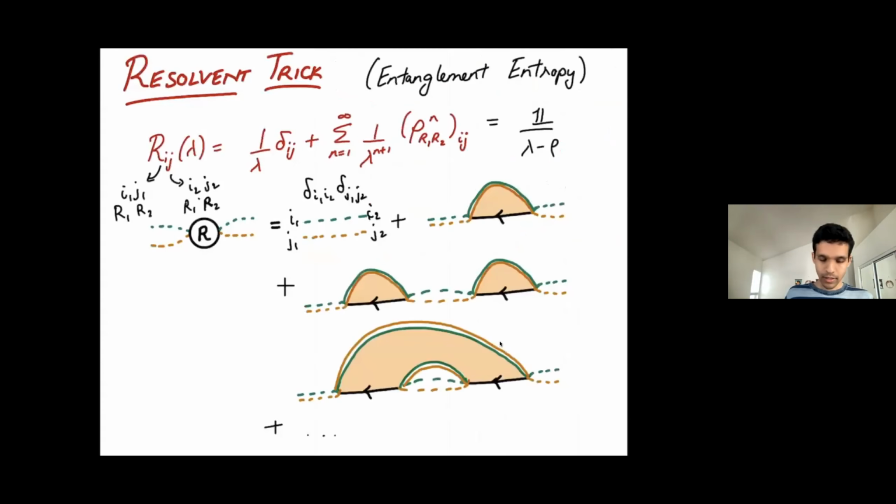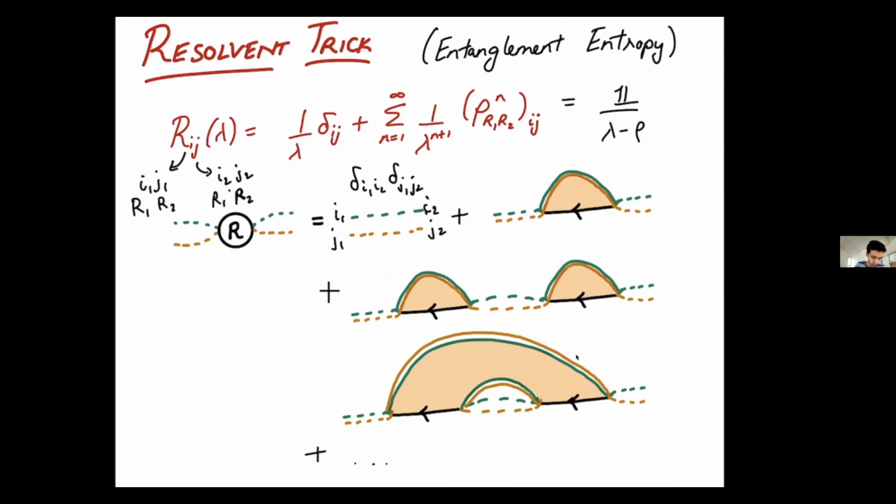So the way one does this is to consider the resolvent trick. In the end, we're going to end up doing something similar for the reflected entropy. So let me just first explain how we do this for the entanglement entropy, and then the story will be quite similar for the reflected entropy.